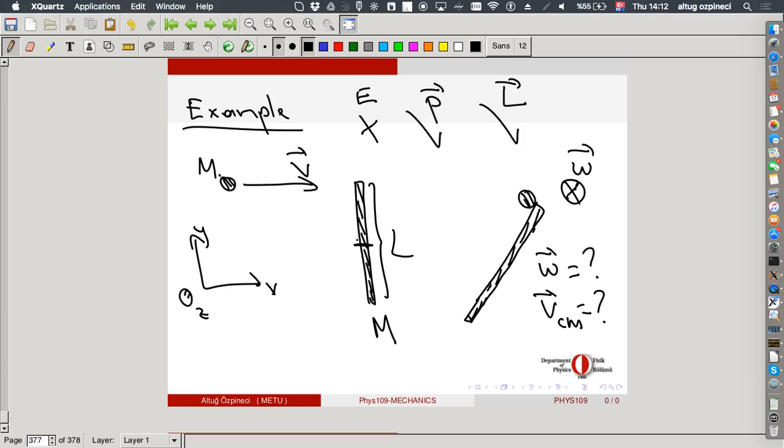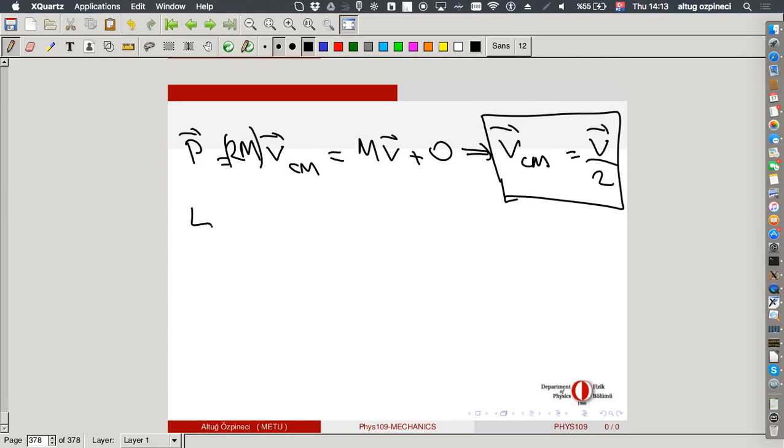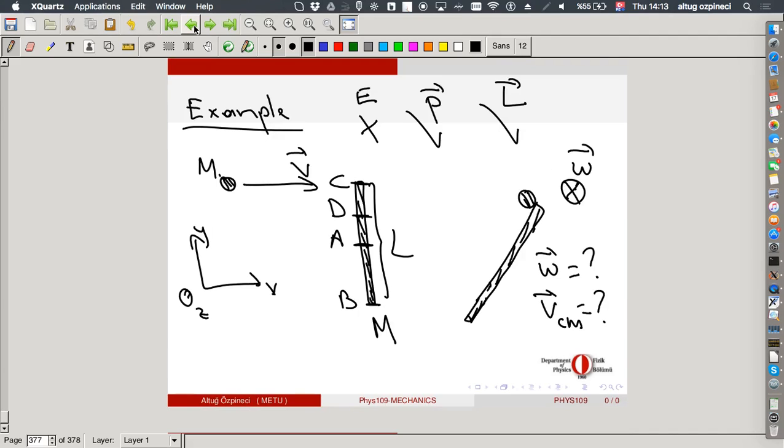Let me just give some names. This point A. This point, let's say B. Maybe this point C. This point D. I will start from A, then go to D. There's a reason why I chose the D, and then we will see how much time we have. The angular momentum relative to A, initially. What is the angular momentum relative to A?